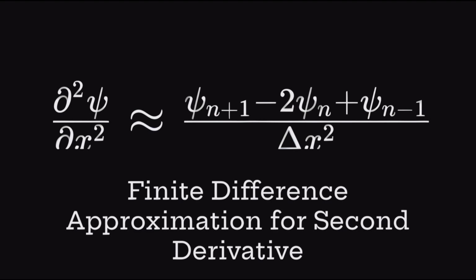This is the formula used to approximate the second derivative. Let's break it down. What is psi at n plus 1, psi at n, and psi at n minus 1?